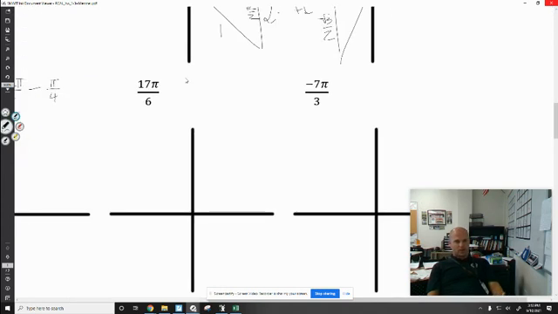17 pi over 6. I know where 18 pi over 6 is. Right? I'm going to subtract a pi over 6. 18 pi over 6 is 3 pi. Every pi is 180 degrees. So ready? Here's 0, 1 pi, 2 pi, 3 pi. So here's 18 pi over 6's. Subtract a pi over 6. Boom. 17 pi over 6. I don't care about how many rotations. I just end up there.